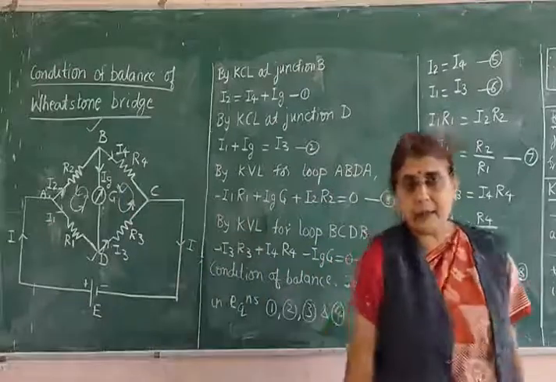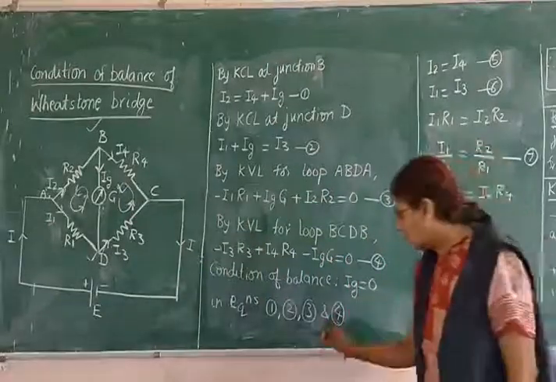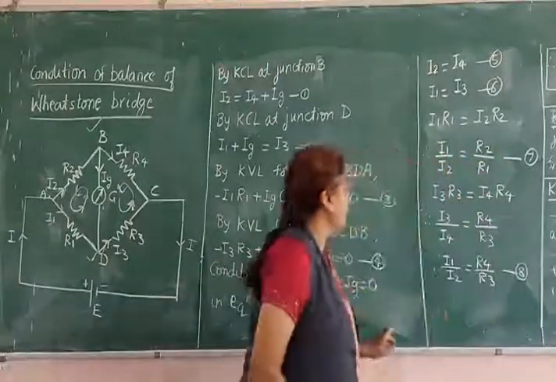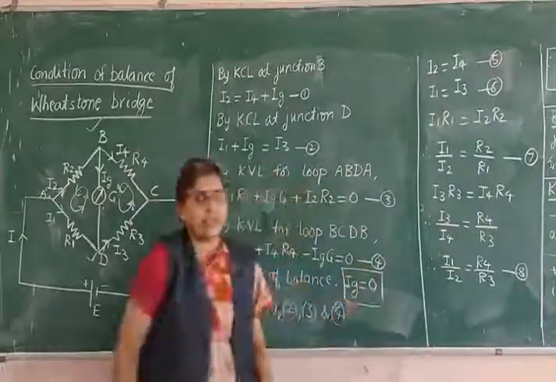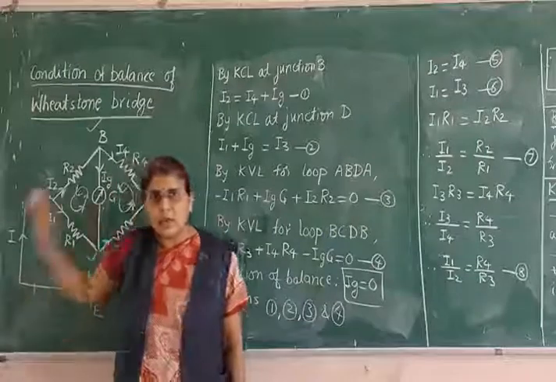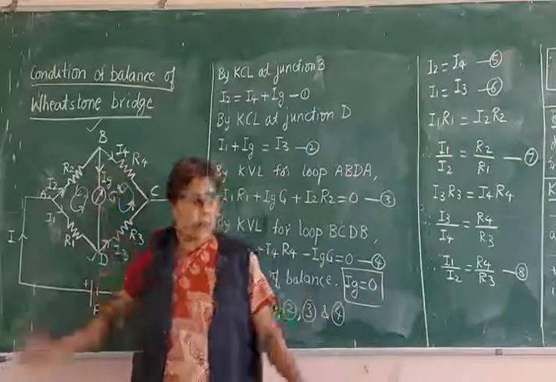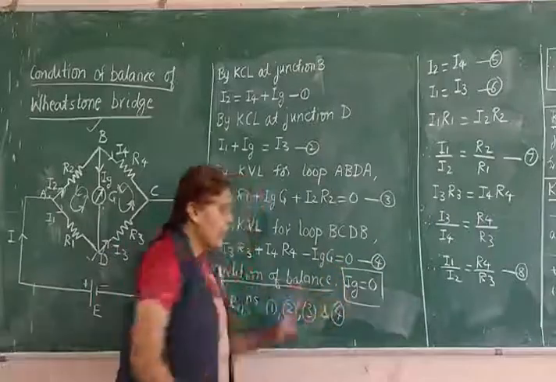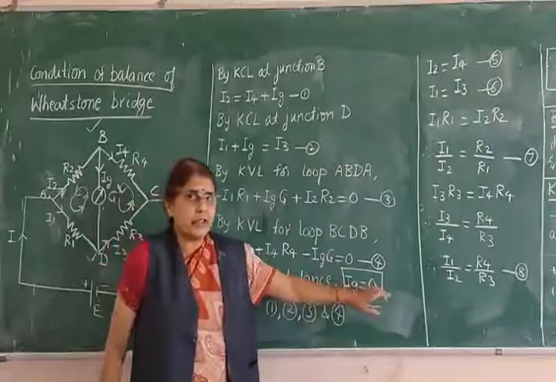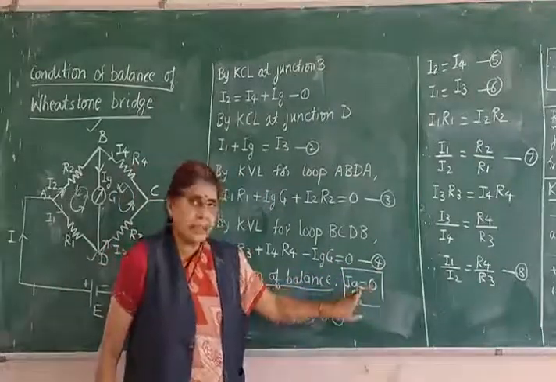Ig is the current passing through the galvanometer. When no current passes through the galvanometer, that is Ig is equal to 0, then the network is said to be balanced. So if you write Ig equals to 0 in the evaluation, you get 1 mark, because this is the basic point here.